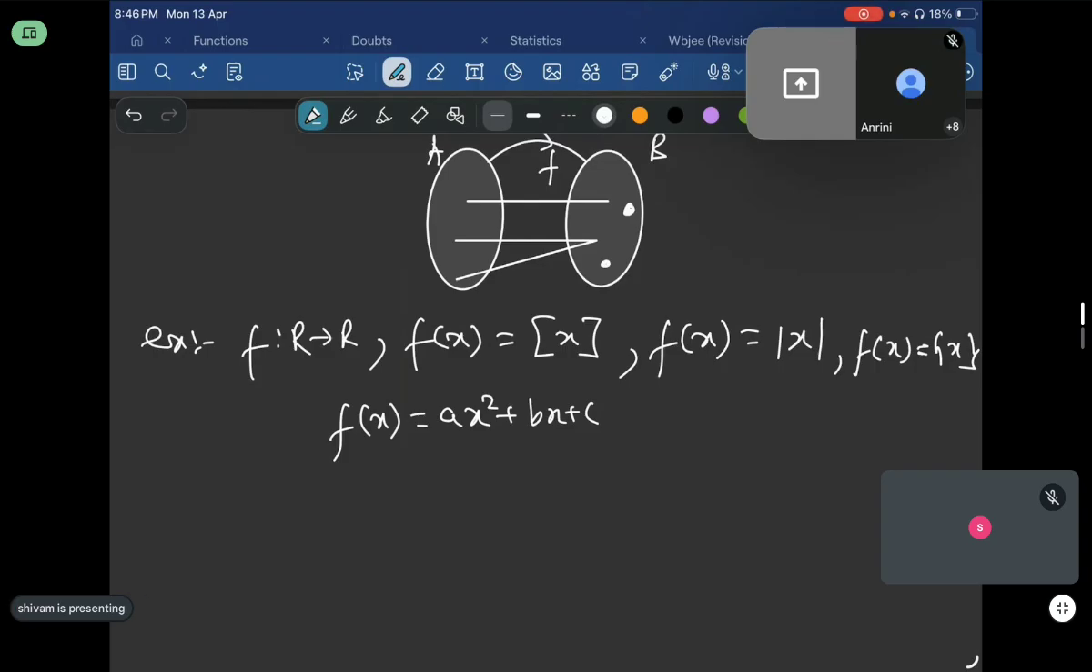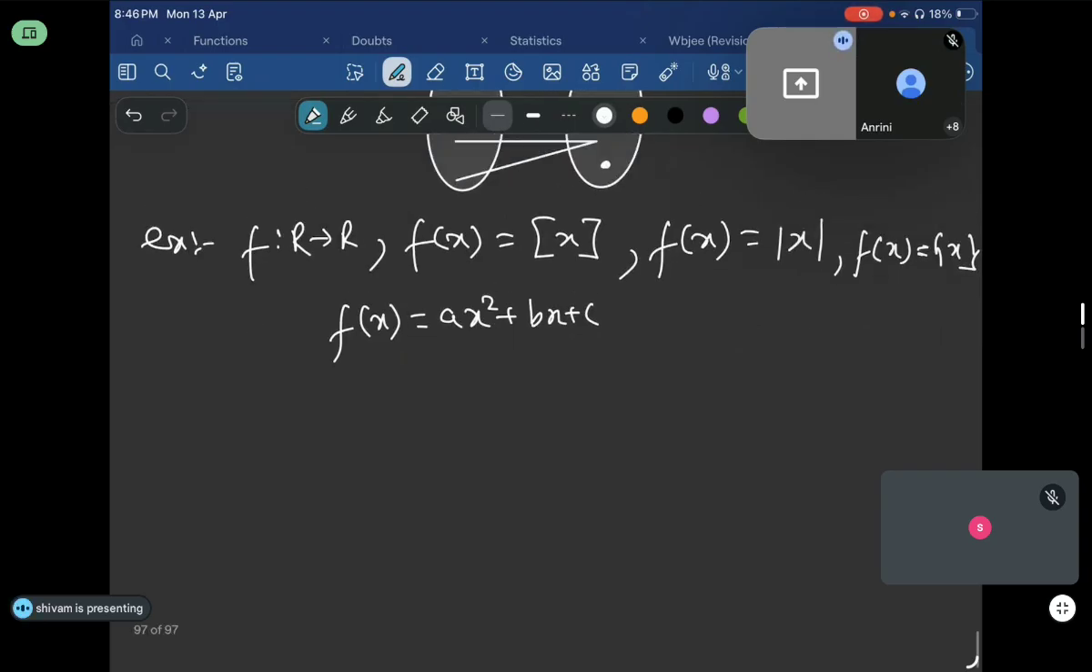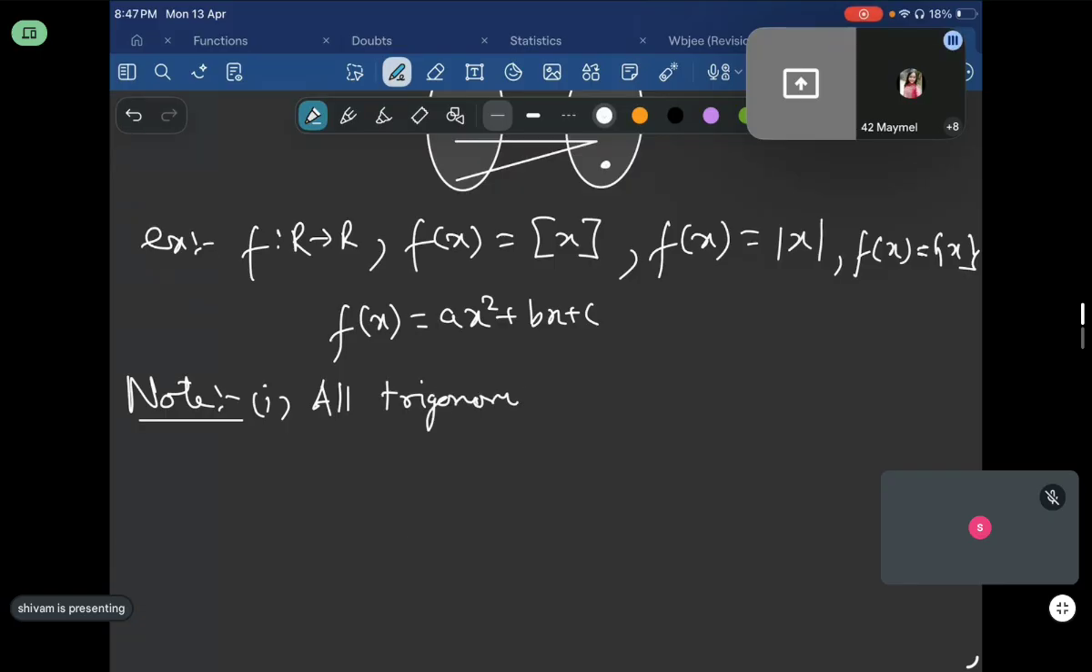Right. Shwamita, Ritam, are you getting? Yes, sir. Devang, Mimel. Yes, sir. So all trigonometric functions are many one. Algebraic functions are also many one. All algebraic functions are also many one.